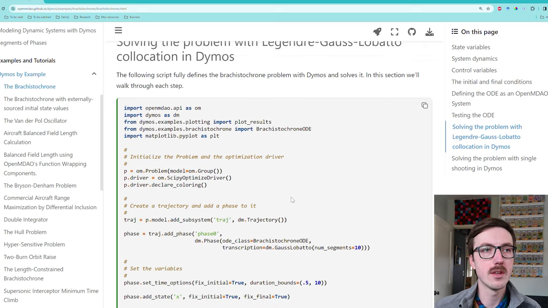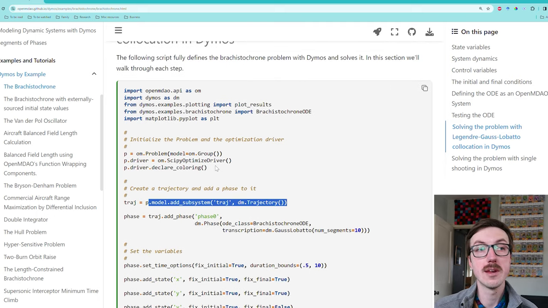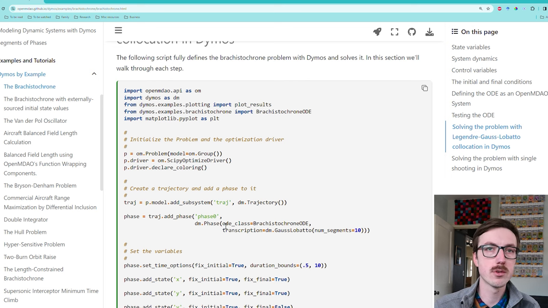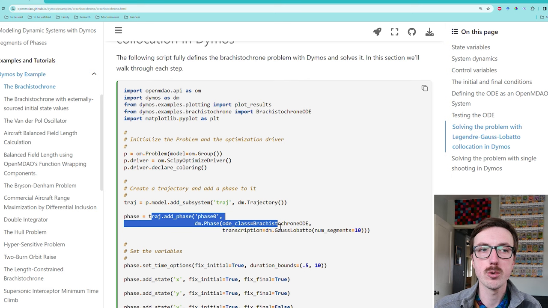For now, let's focus on the actual code here. So we first start by instantiating an OpenMDO problem and declaring a driver on it. This simply means, hey, we have a problem and we want to optimize it. We then add a trajectory. You can think of a trajectory just as a container for phases. Now we have a phase. We add a phase here and we say, please use the Brachistochrone ODE that we just defined for this phase.